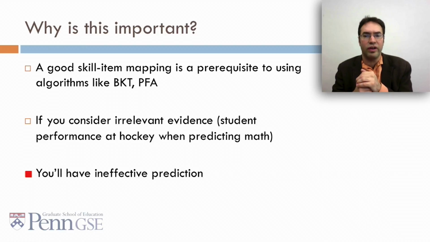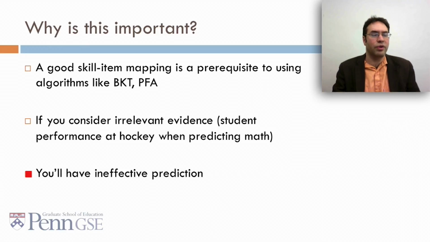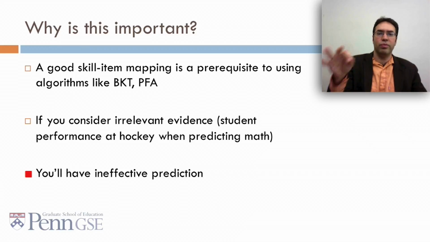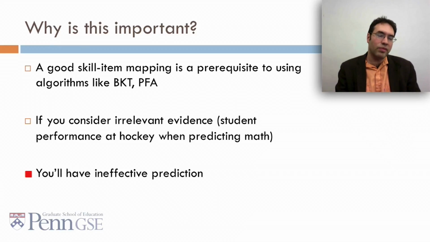If you consider irrelevant evidence, like student performance at hockey when predicting math, you're going to have less effective prediction. So knowing what skills go with what items will really help you better predict student performance. It also helps you understand your domain better, and that can be useful in its own right.